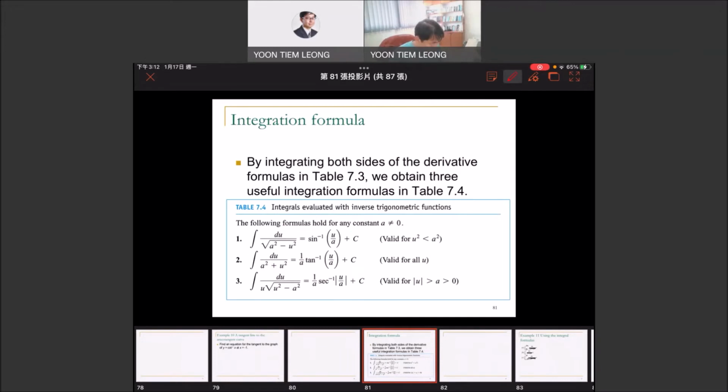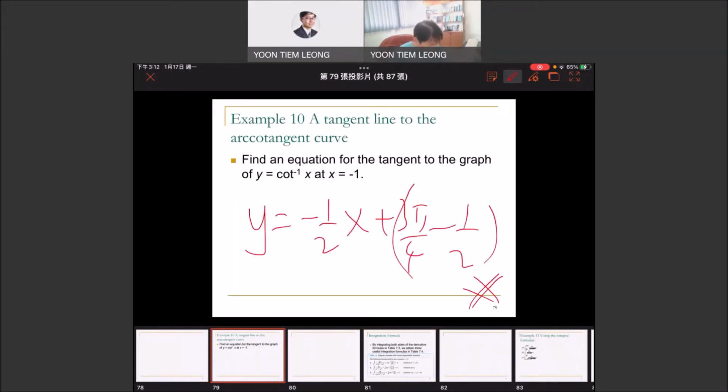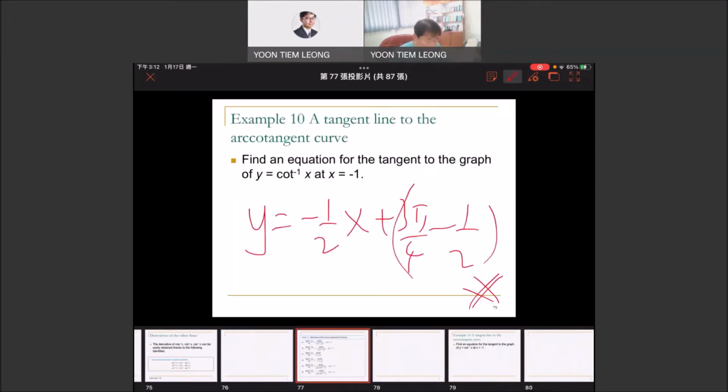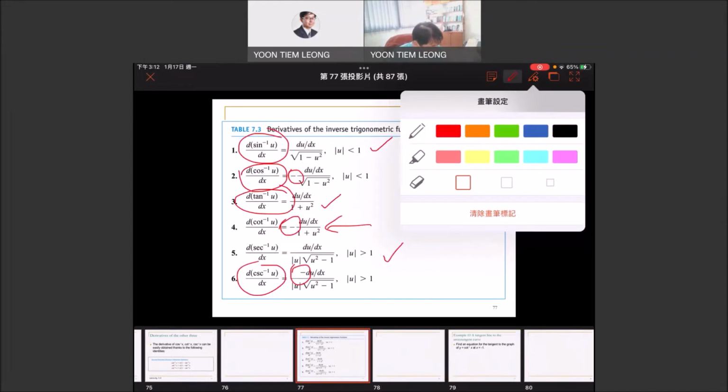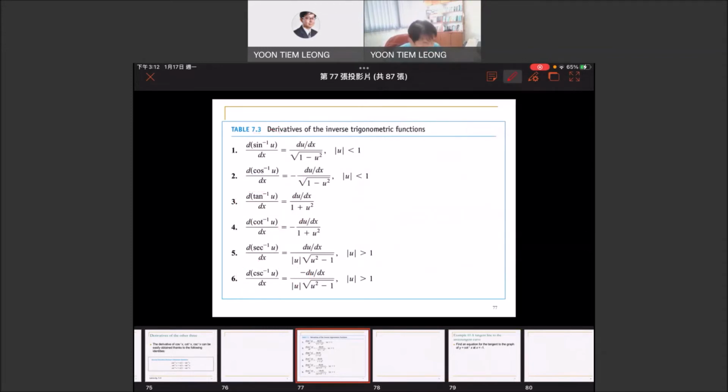So the next thing is to proceed with the integration. The integrals for the arc functions can be easily obtained from table 7.3. Right? So from 7.3, you have all the derivative relationships, and from these derivative relationships, you can easily derive the antiderivative version of this.